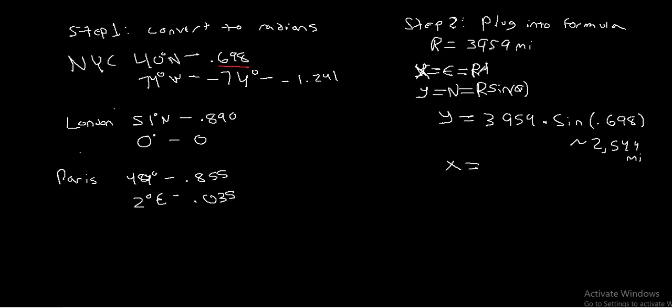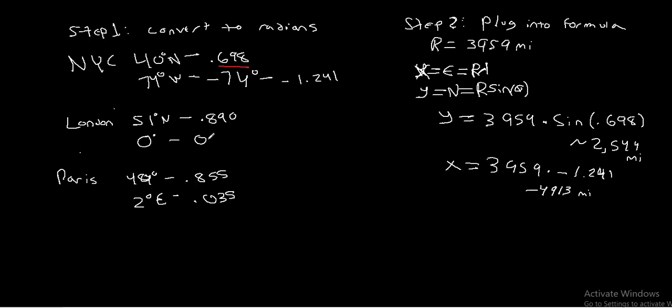Our x is going to be the exact same as what we had before: r times lambda. So r is 3,959 times lambda, which is negative 1.241. And if you remember from our previous video, doing the math on that, we get negative 4,913 miles.